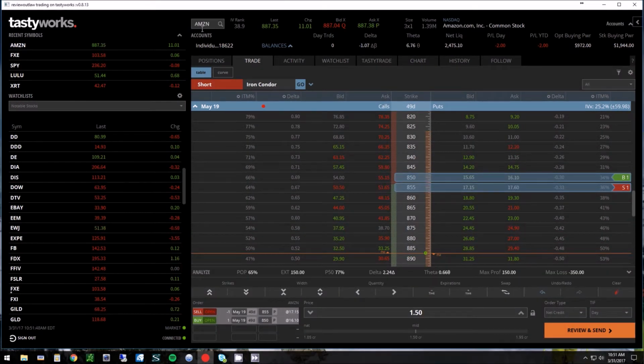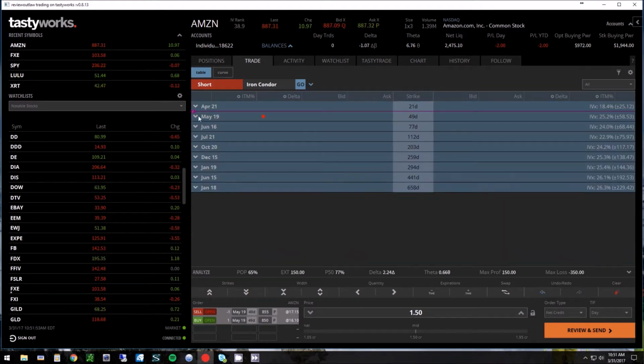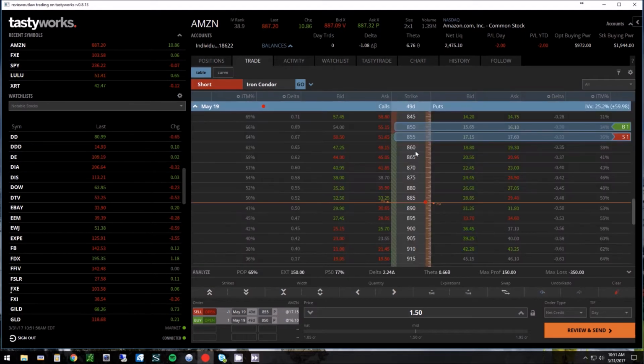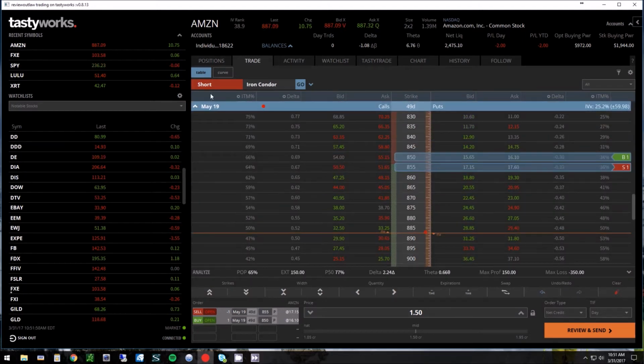Okay, so I'm going to put in a trade on Amazon. They do have earnings coming up, but that's okay. So basically, I'm selling a short vertical put spread. So I'm selling to open the 855, and I'm buying the 850 put. So my total credit is $1.50, and then multiply by 100, so $150. Probability of hitting 50% profit is 77%.